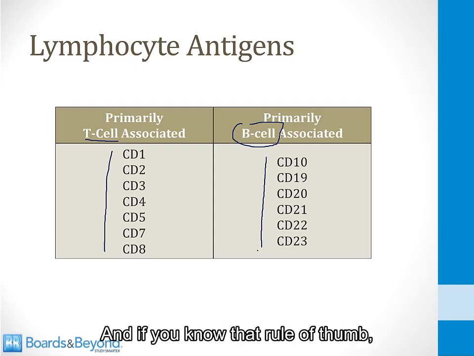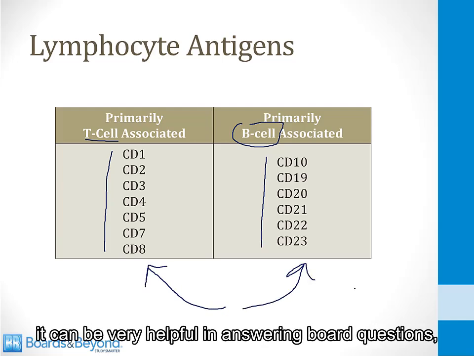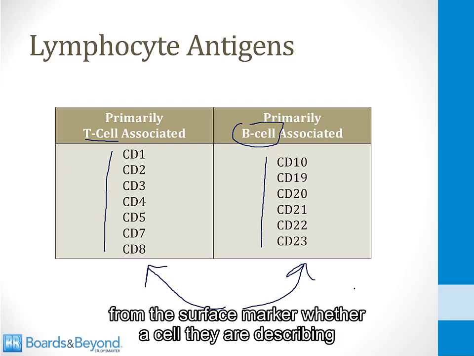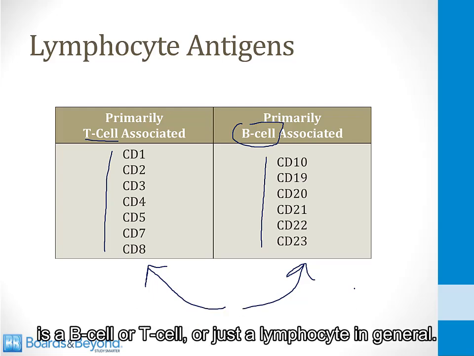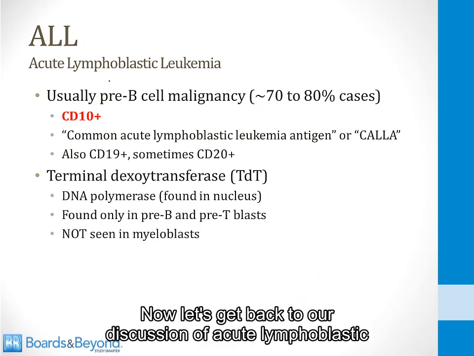And if you know that rule of thumb, that lower numbers go with the T cells and higher numbers go with the B cells, it can be very helpful in answering board questions, because they often want you to recognize from the surface marker whether a cell they are describing is a B cell or a T cell or just a lymphocyte in general. Now let's get back to our discussion of acute lymphoblastic leukemia.